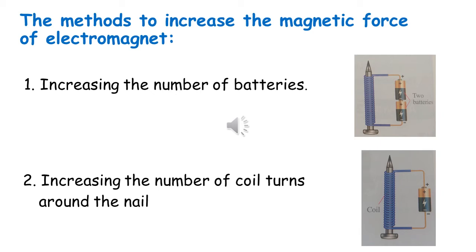How can we increase the magnetic force of the electromagnet? There are two methods we use to increase it. The first one is by increasing the number of batteries, and the second method is by increasing the number of coil turns around the nail.